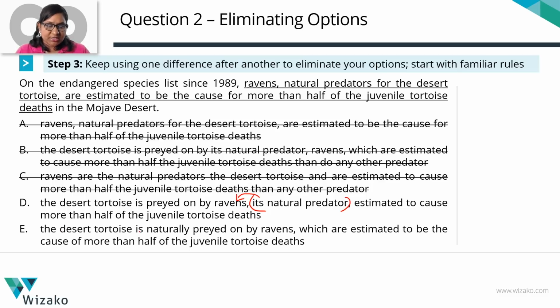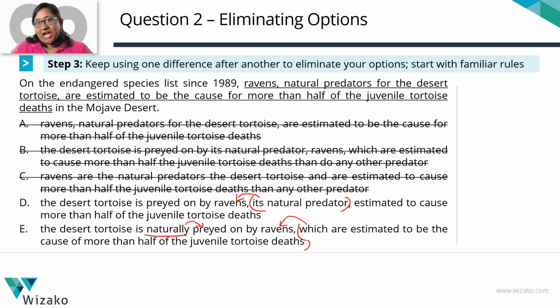The desert tortoise is naturally preyed on by ravens, which are estimated to be the cause of more than half of the juvenile tortoise deaths. The ravens are estimated is what you are saying. Seems to make logical sense, but there are a couple of problems here. One, you have said naturally preyed on. Naturally is referencing how they are preyed on by ravens.